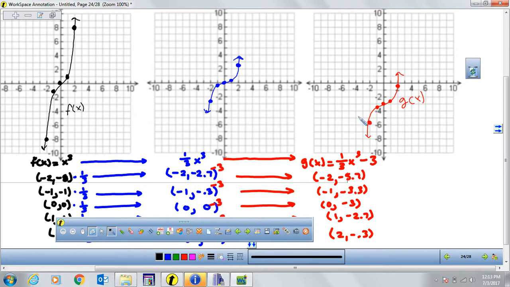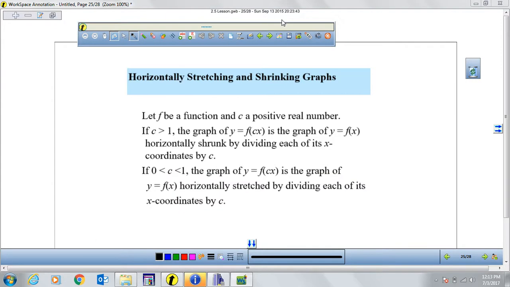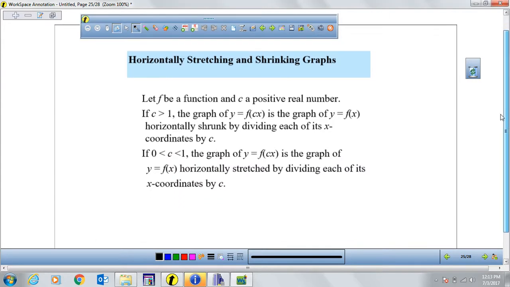Alright, so we got one more type of transformation that must be covered, and that will be the last one. So the next and last is going to be called a horizontal stretching and shrinking. This one tells us, let f be a function and c be a positive real number. Now, in this case, we're going to have a number c that is going to be multiplied times x.